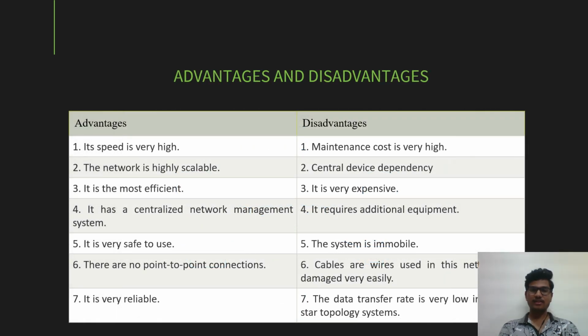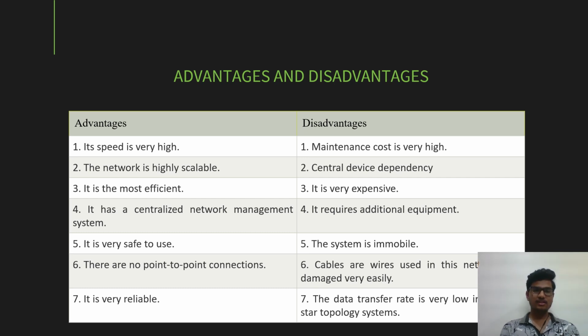Now coming to some of the advantages and disadvantages of the star topology. The advantage is it is very high speed, whereas the disadvantage is the maintenance cost is very high. Next, the network is highly scalable, but on the other side, there is central device dependency, which requires an extra central device. Next advantage is it is more efficient, but on the other side, it is also expensive. Next, it has a centralized network management system, but on the other side, it requires additional equipment for that. Among the advantages, it's very safe to use, but on the other side, the system is immobile.